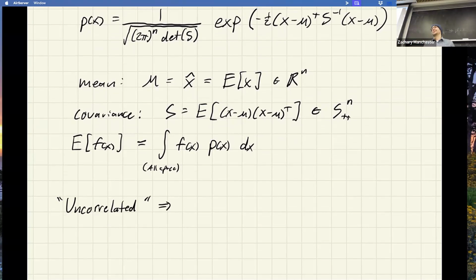Kinda, not exactly, actually. It doesn't exactly mean they're independent. Cross covariance is 0. So if I have x as a 2D vector with two variables, x1 and x2, and x1 and x2 are uncorrelated, that means the off-diagonal term in the covariance matrix is 0. The 1,2 or 2,1 term that corresponds to that cross term is 0. Does that make sense, everybody?